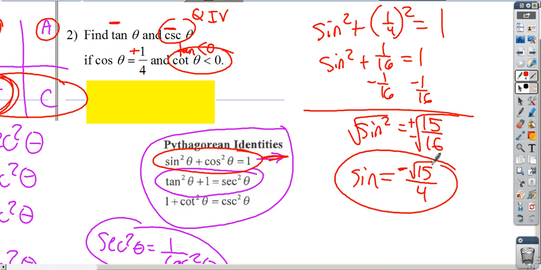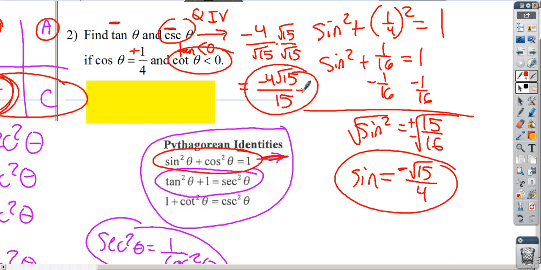So sine is negative root 15 over 4, but that's not what we're looking for. We're looking for cosecant, which is the reciprocal of sine. So what we need to do is flip negative root 15 over 4 over. That becomes negative 4 over root 15, and then we will rationalize the denominator. So we'll end up with negative 4 root 15 over 15. That is equal to cosecant. That's half of what we need.